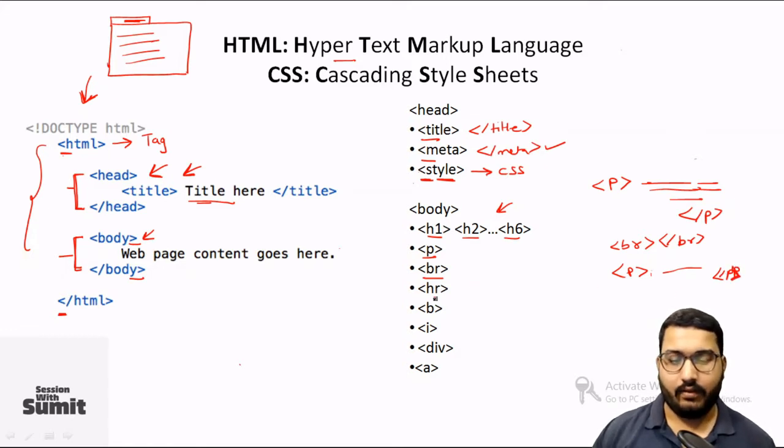After this you have horizontal rule. HR stands for horizontal rule. That helps you to create a horizontal line. So you just need to write HR, then slash HR. This will basically create your horizontal rule like this. B stands for bold. So let's say you wanted to bold this SWS.